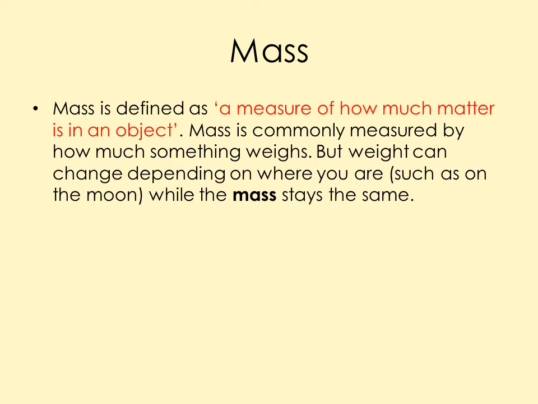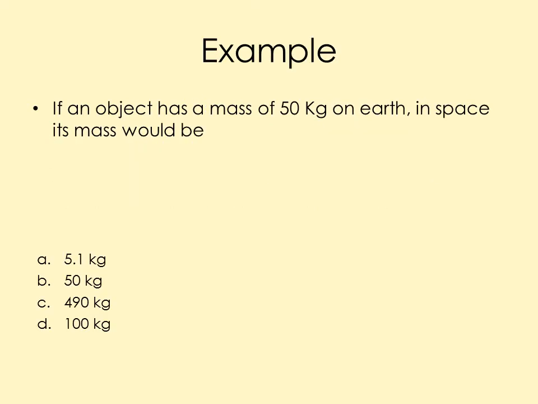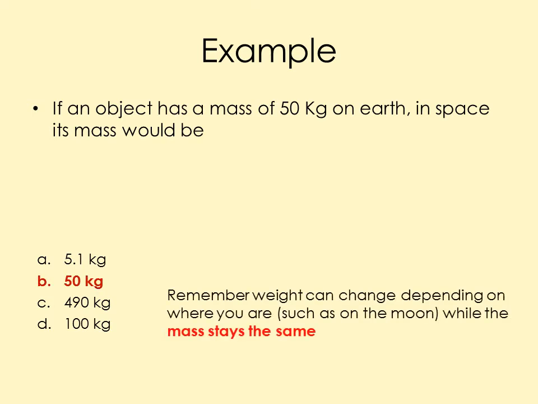So the mass here on Earth, or the mass on the Moon, and the mass of Jupiter will always be a constant value. What will change is the weight due to the gravitational constant on that planet. So let's have a look at the following question. If an object has a mass of 50 kilograms on Earth, in space its mass would be, and the answer should be 50 kilograms, because the weight can change depending on where you are due to the gravitational constant. However, the mass will stay the same.